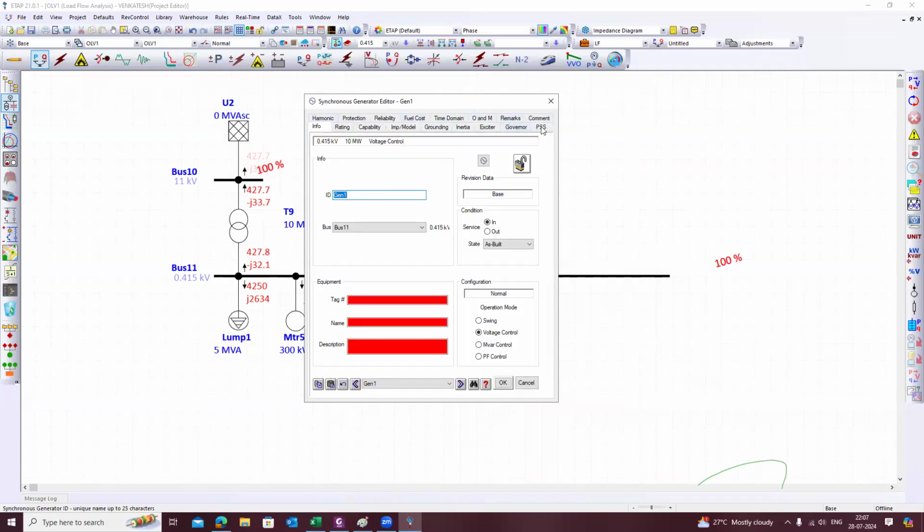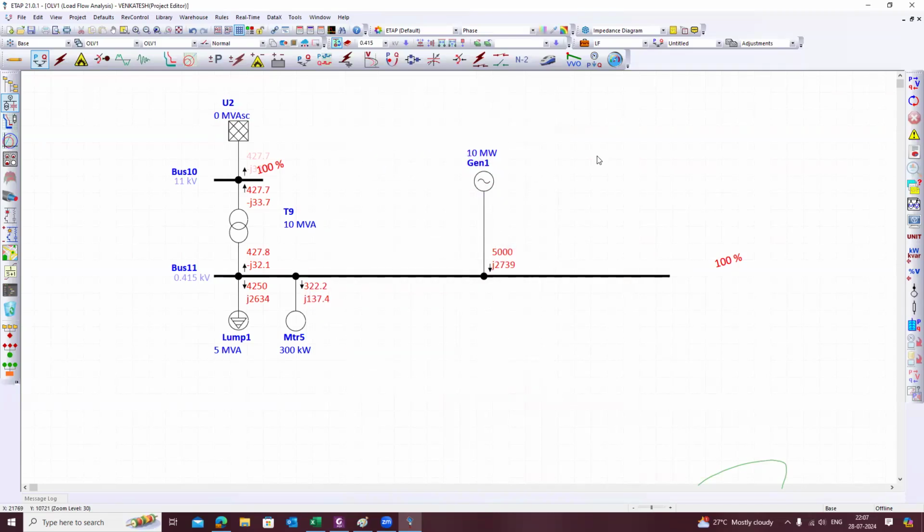So this is about the generator modeling. I hope this is clear. Yes, sir.